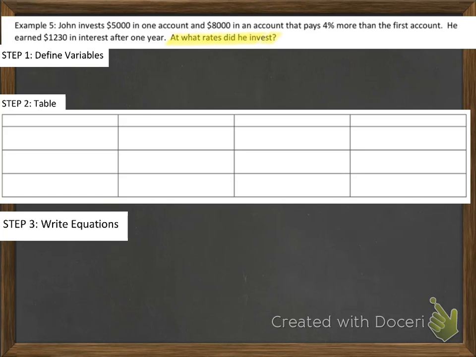Okay, so again, there's two accounts. For lack of a better descriptor, I'll just call them account 1 and account 2. Remember, if I just say x is account 1 and y is account 2, that is not correct, right? What are we talking about? Are we talking about the amount of money in the account? Are we talking about the interest rate in the account? What do they want to know about this account? Okay, and specifically it asks me for the interest rate. It says, at what rates did he invest?